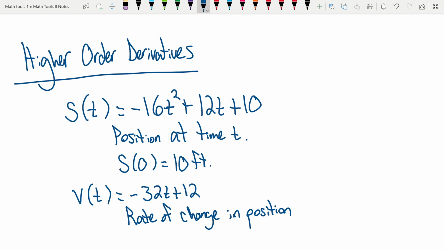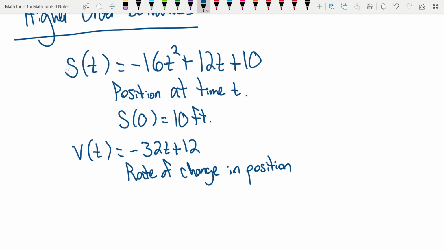We describe this as a ratio of feet to seconds. So again, for example, at time 0, the initial velocity would be 12 feet per second. If you imagine this being a ball thrown out of a window, for example, the window is 10 feet high and the initial velocity is 12 feet per second.